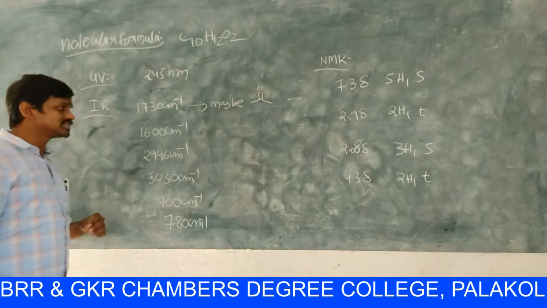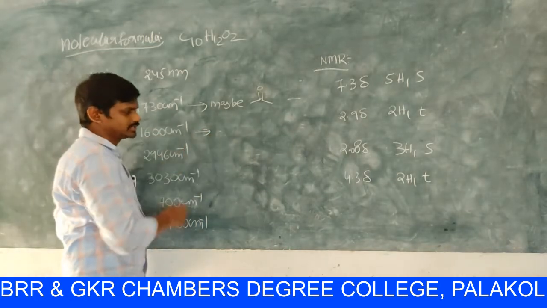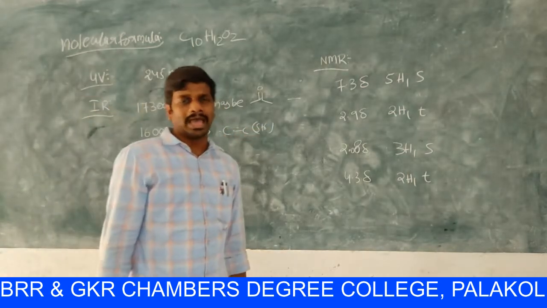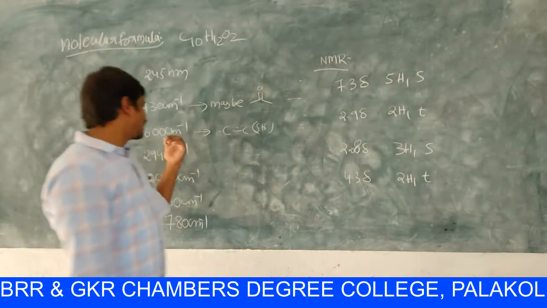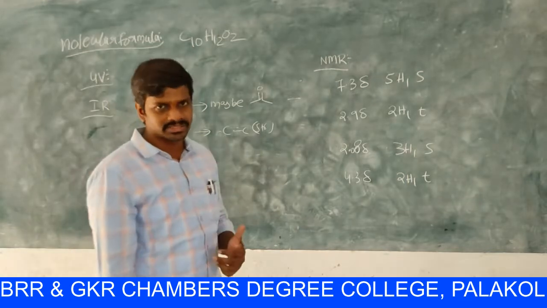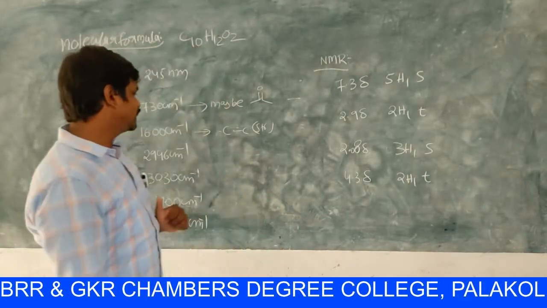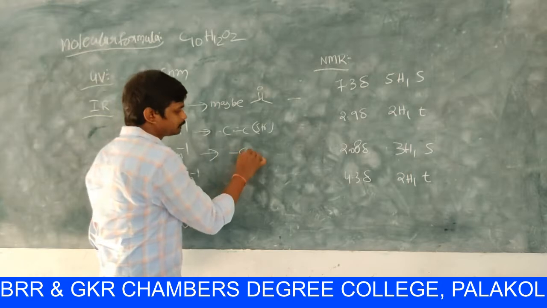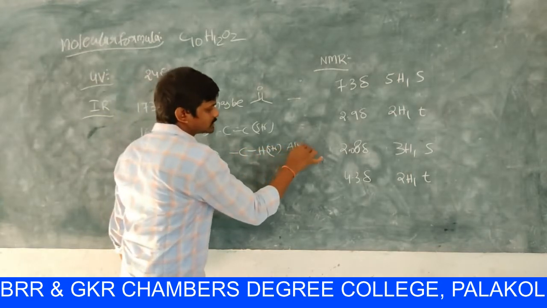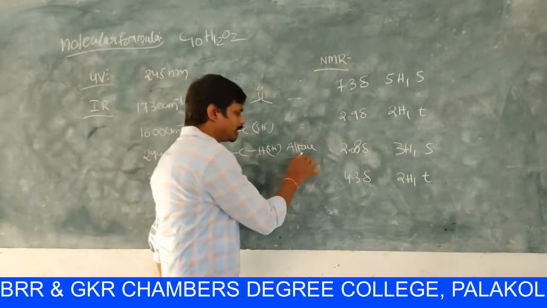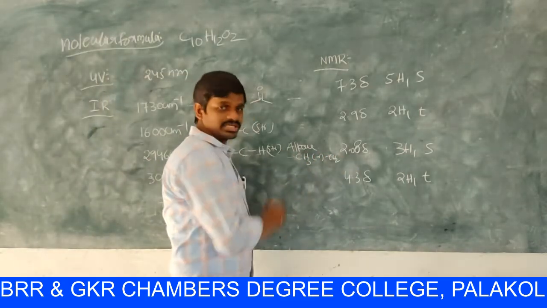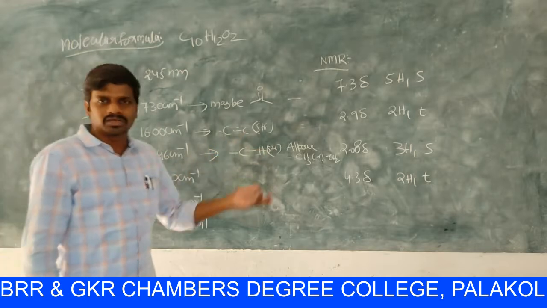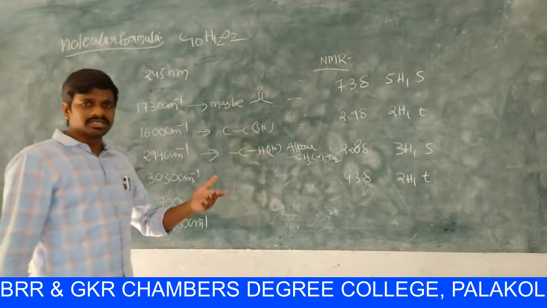Now the second value is 1760 centimeter inverse, which indicates the C=C stretching frequency in aromatic rings or conjugated alkenes. 1600 centimeter inverse indicates the C=C stretching in aromatic rings, the aromatic skeletal vibrations. 2946 centimeter inverse indicates the CH stretching frequency in alkanes, whether it may be CH3, CH2, or CH.